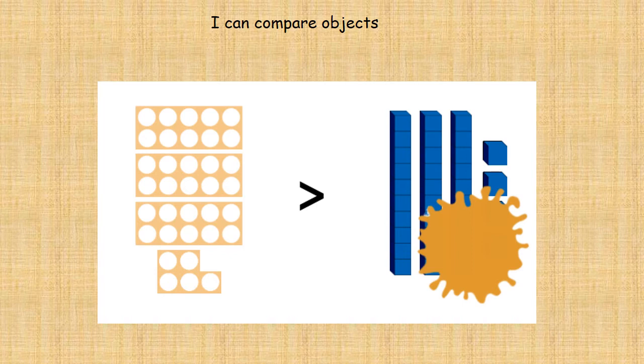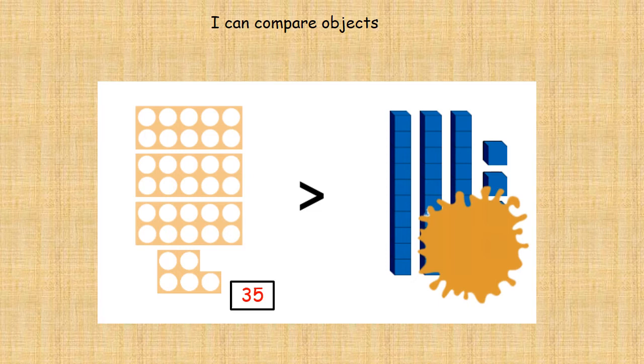First, what number is represented on the number blocks? That's right, it's 35. What does the symbol say? It says greater than. So the number on the base 10 must be less than 35.